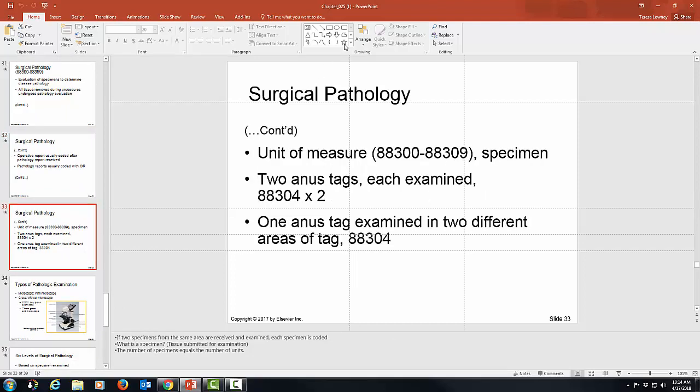Okay? In surgical pathology, the unit of measure is based on the specimen. An example here is 2 anus tags, each examined: 88304 times 2. Again, this is the modifier you're going to use to identify that you're doing more than one. One anus tag examined in 2 different areas of the tag is just the 88304. While there are 2 different tests being done, it's only on one specimen. So you're paying attention to the number of specimens. A specimen is the tissue that is submitted for examination.